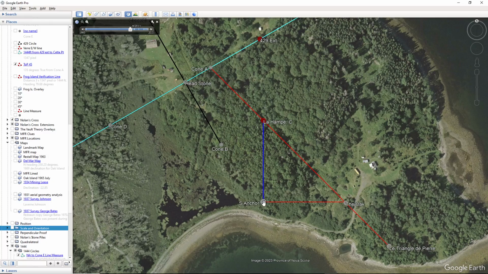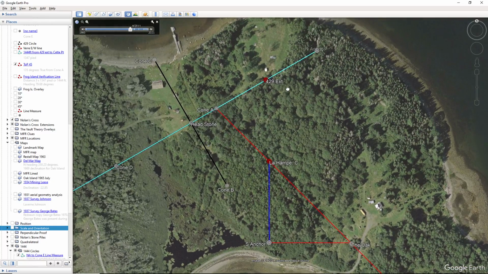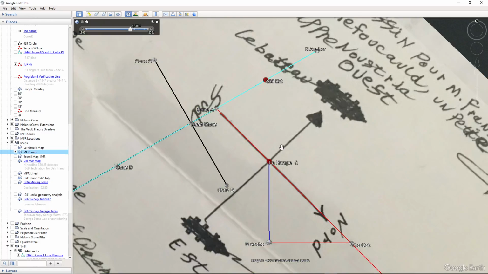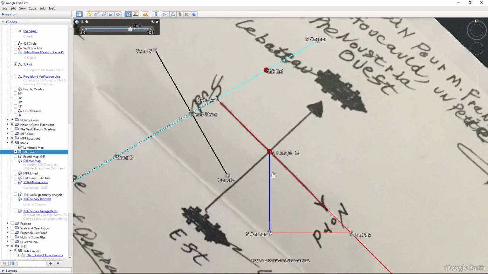Now, this distance to the south anchor is the same distance to this, called the 429 extension, which is the distance from cone D to the headstone transferred over to equal distance to this point. And this distance from here to La Hampe is the center of the quadrant of the Rochefoucauld map. And there's the Rochefoucauld map, or the Xena Halper map, and it is the center. And so we come due south to the south anchor.